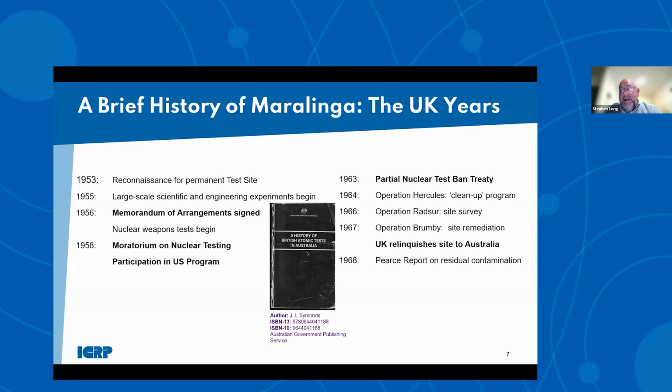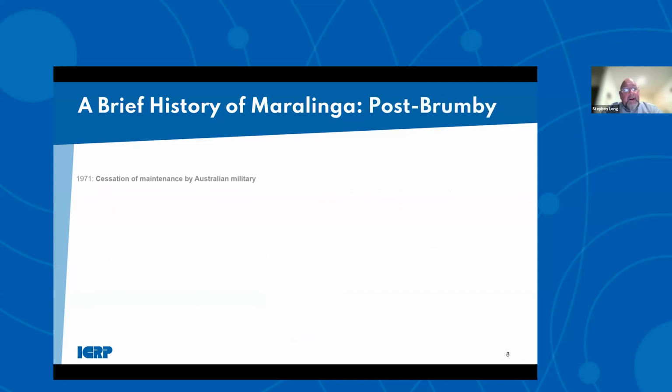In 1963, the Partial Nuclear Test Ban Treaty came into effect, so that the British decided they no longer needed Maralinga as a test ground. They couldn't perform above ground tests, and below ground tests they could participate in with the US program. So they cleaned up the site in the next 4 years and relinquished it to Australia in 1967, issuing a report on the residual contamination in 1968. In 1971, the Australian Defence Force decided they didn't need the site either.